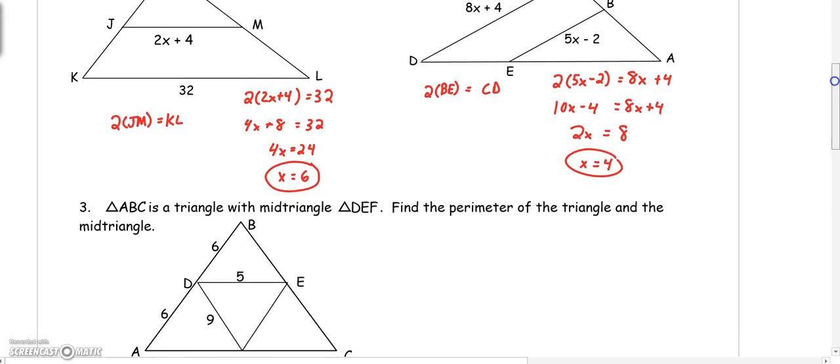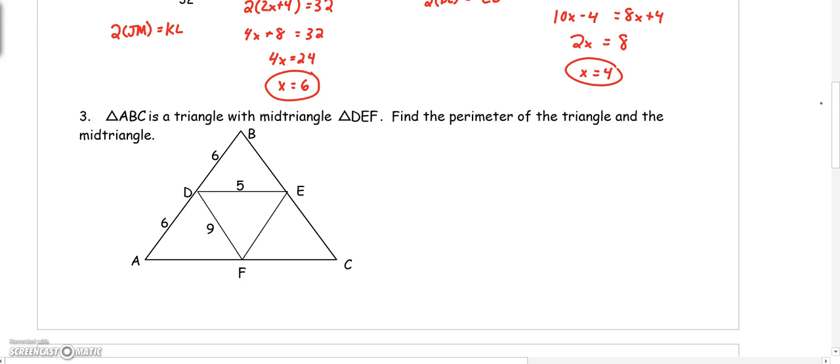In number 3, ABC is a triangle with mid-triangle DEF. Find the perimeter of the triangle and the mid-triangle. So let's start by looking at the midsegment with a length of 5. Remember that we need 2 of those to equal the length of our base, which means that AC, the base, has a length of 10, and that side is bisected into 5 and 5. The other midsegment that we are given is 9. So it's across from the BC side, so I double that to get my measure is 18. That side is also bisected into 9 and 9.